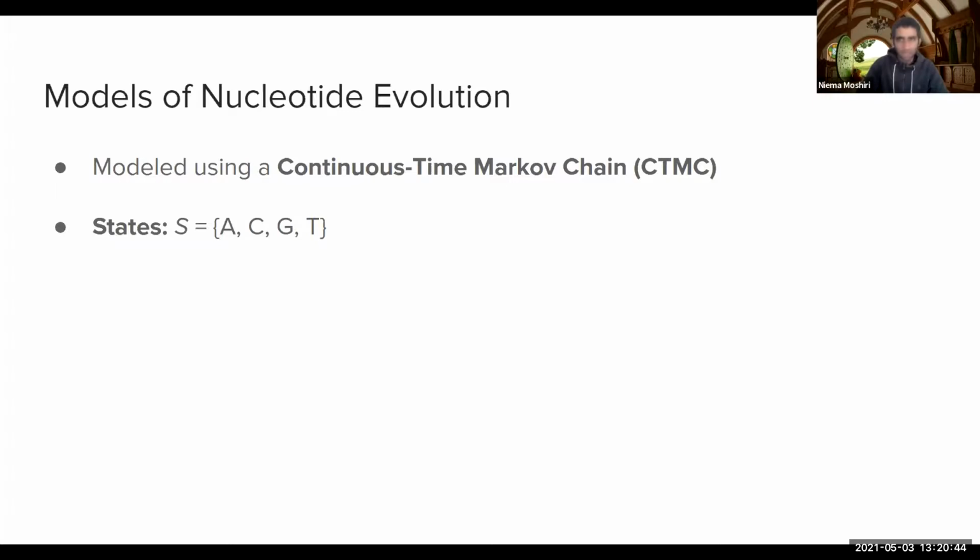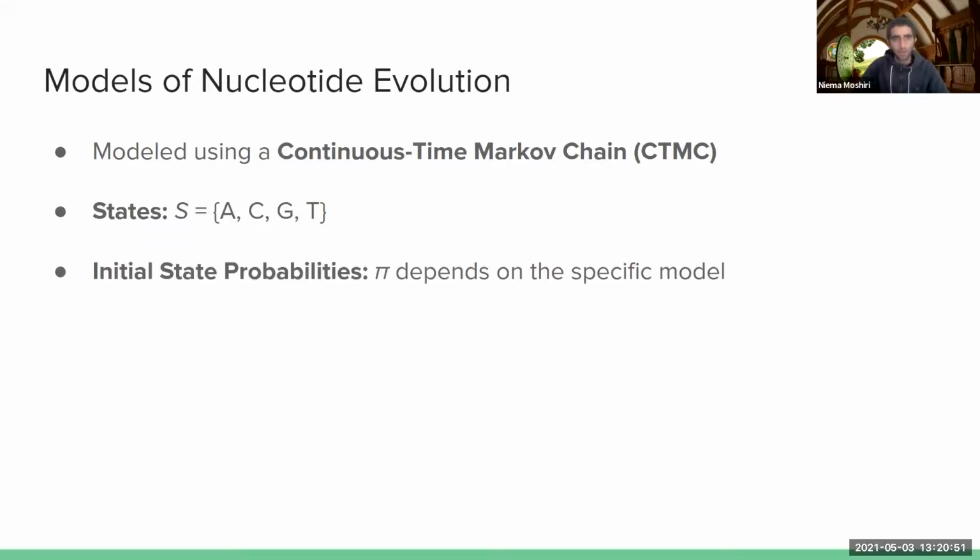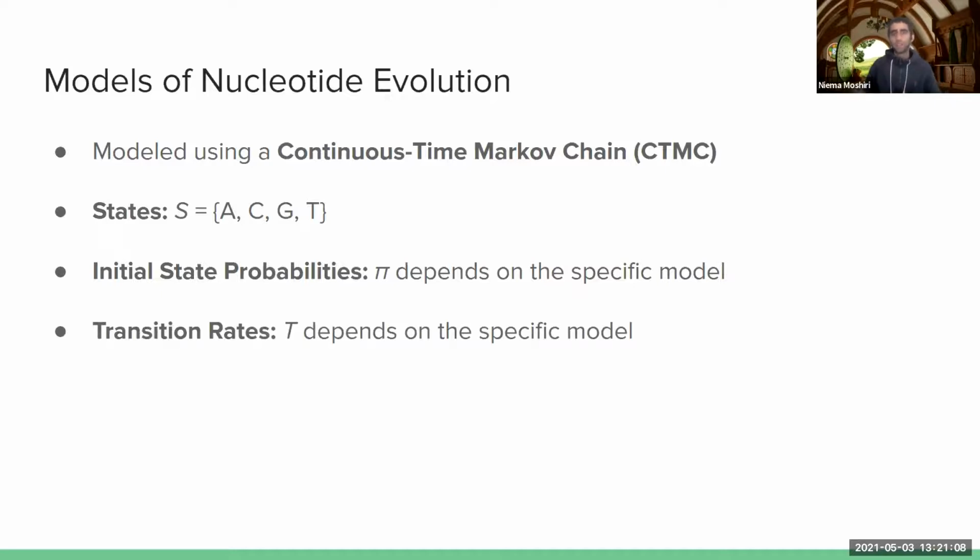Okay, so yeah, same exact thing as the weather example, except our weather are the letters A, C, G, and T instead of sunny, rainy, cloudy. And then the initial state probabilities, it's going to depend on the specific model, but it's basically what is the probability that my ancestor was A versus C versus G versus T. Okay, and then transition rates, again, this will depend on the specific model, but these are the rates of going from A to C, from A to G, from A to T, etc.